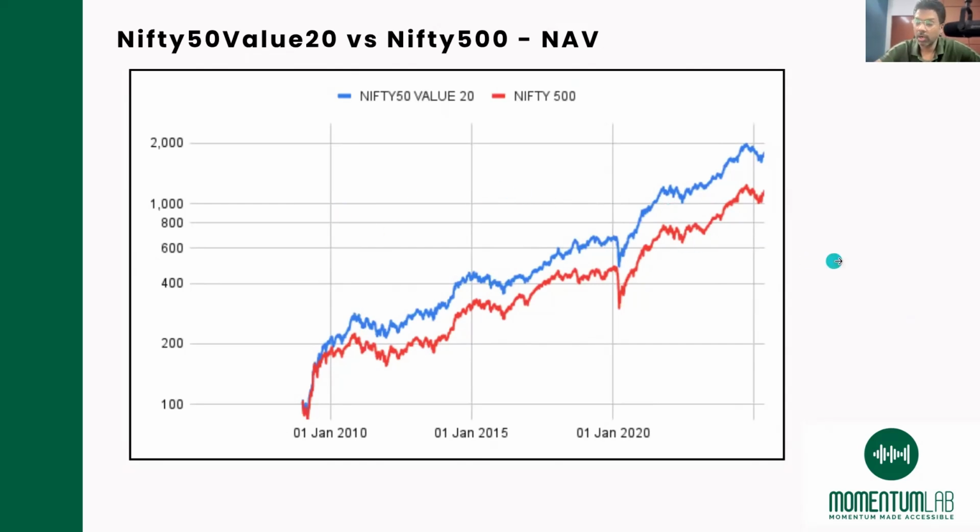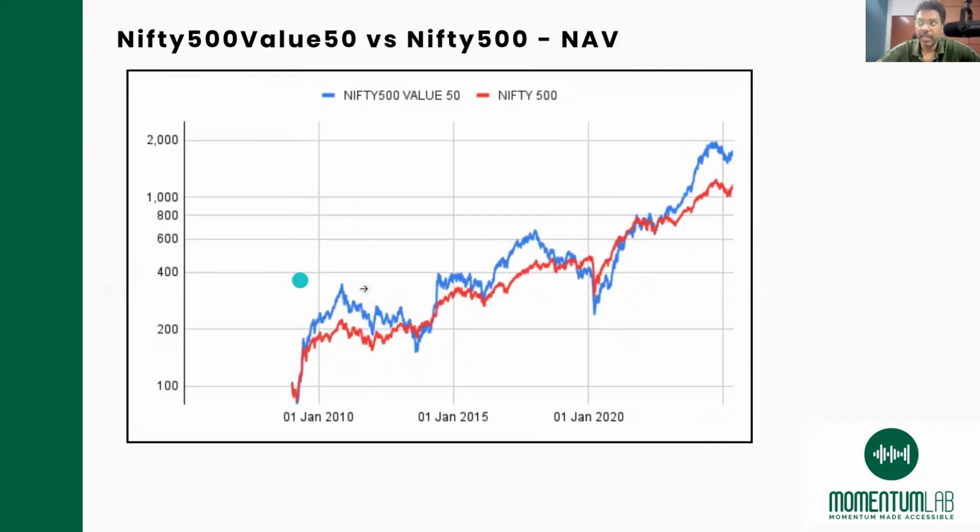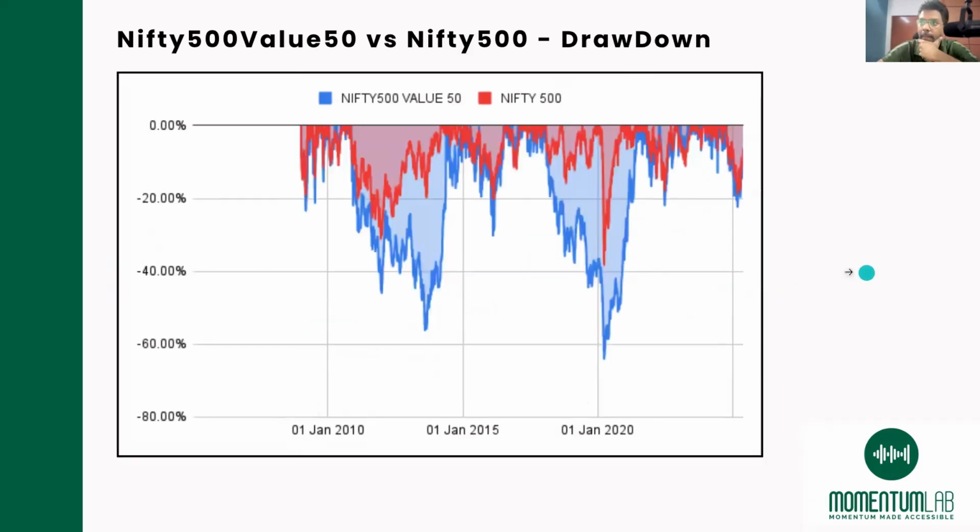So let's take a look at the drawdowns of first Nifty 500 Value 50. And then we'll take a look at Nifty 200 Value 30 and we'll finally compare it with Nifty 50 Value 20. So the red colored one is Nifty 500. This is the drawdowns. And the blue colored one is the Nifty 500 Value 50. So you see the blue colored ones are even sharper than Nifty 500. The blue colored ones are almost at 60%, 65% compared to Nifty 500, which is somewhere in the range of 30%, the drawdowns.